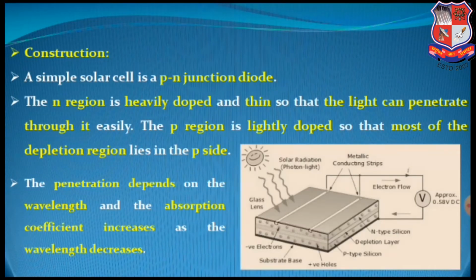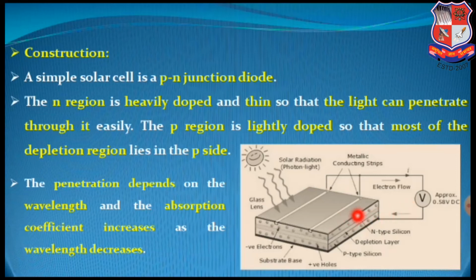Now we will go through the construction of a solar cell. As you can see from this figure, a simple solar cell is nothing but a p-n junction diode. You can see from the figure here that p-type silicon is utilized.